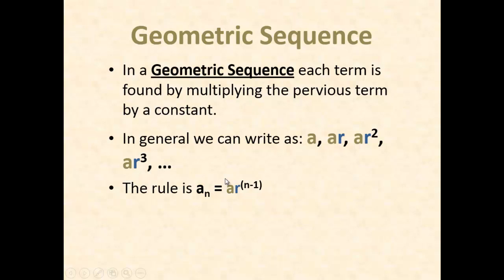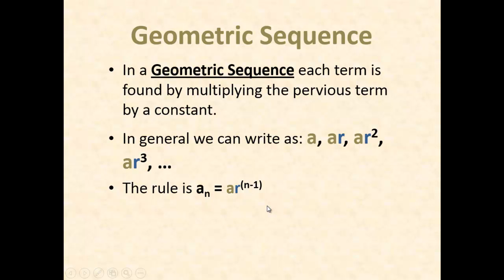In a geometric sequence, each term is found by multiplying the previous term by a constant. In general, we can write a, ar, ar squared, ar cubed, and so on. a is the first term, r is the common ratio. For the nth term, an equals a times r to the power n minus 1.